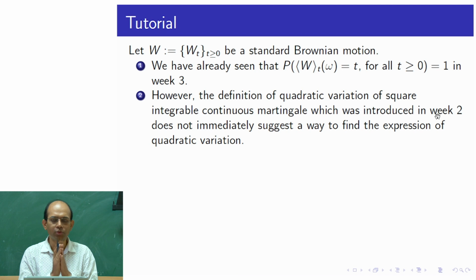If you have a square integrable continuous martingale M, then M squared is a submartingale, and M squared has a Doob-Meyer decomposition. In the Doob-Meyer decomposition, the non-martingale part, the increasing part, in its natural version constitutes the quadratic variation of the process. That does not give you any indication how to compute the quadratic variation, correct. It does not immediately suggest a way to find the expression of the quadratic variation.